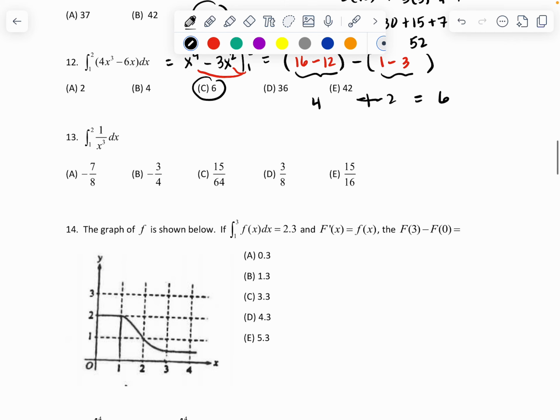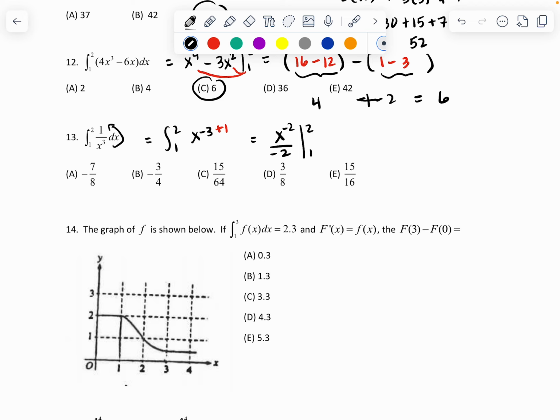Okay, number 13. I don't know how to really do division in integrals, so the only way I can fix this thing is to move the x cubed back up. So this is going to be integral from 1 to 2 of x to the negative 3. If I integrate that, remember I want to add 1, right? So this is going to be x to the negative 2 over negative 2, evaluated from 1 to 2.